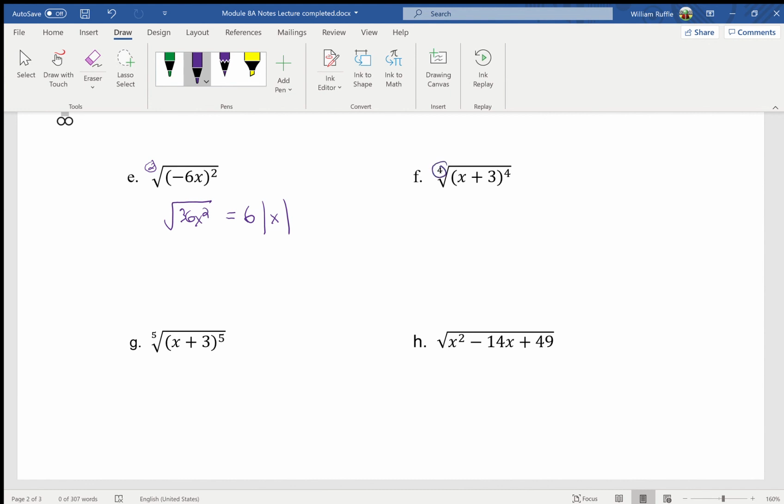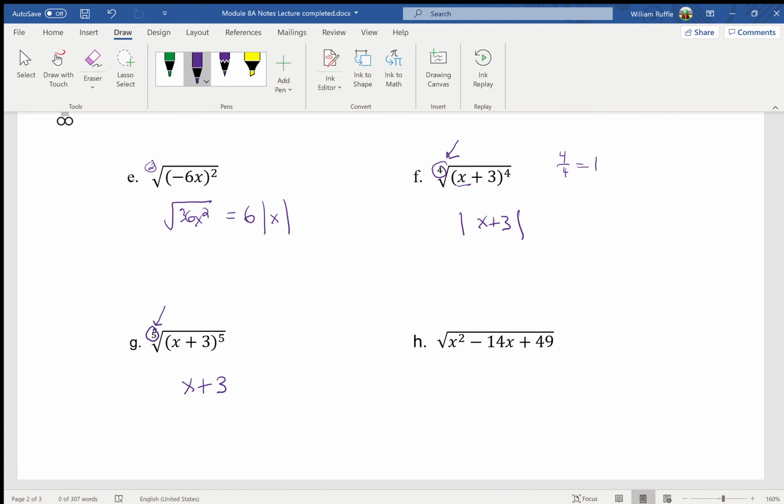This next one, we have 4, even index. There's a letter in here, so I need absolute values. Now this is the 4th over 4. So again, the 4 over 4 reduces to 1, so it's just x plus 3. Okay? Again, even index, I need absolute values. Almost the same question as before, but this is an odd index. Odd indexes do not need absolute values. So again, if I put the 5 over 5, it's really just x plus 3, isn't it? I don't need anything. Odd indexes don't need absolute values.